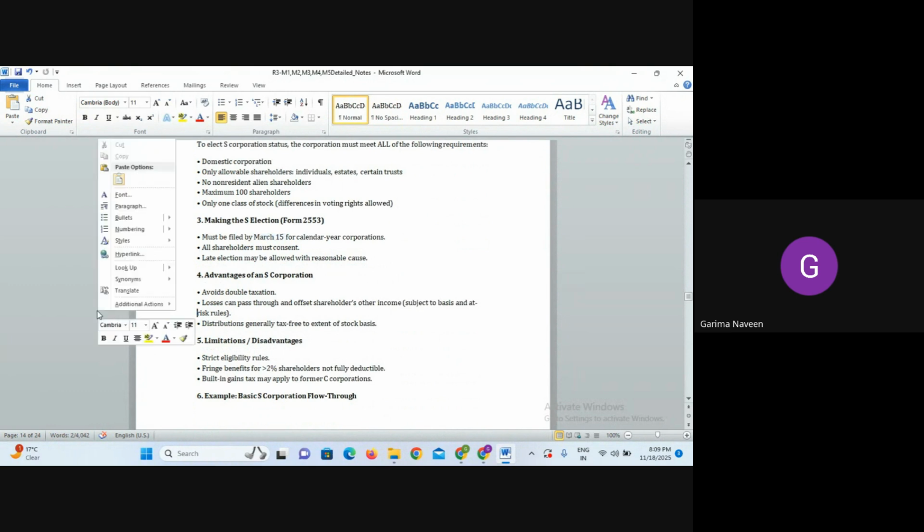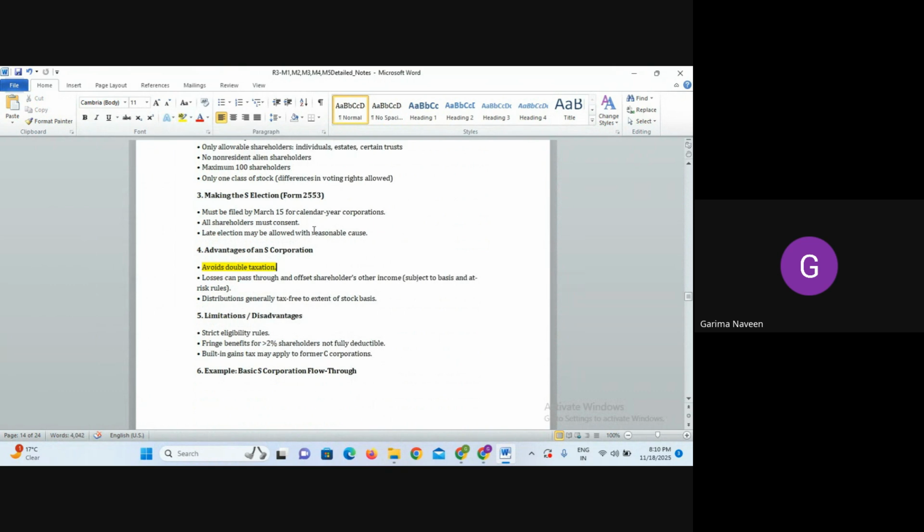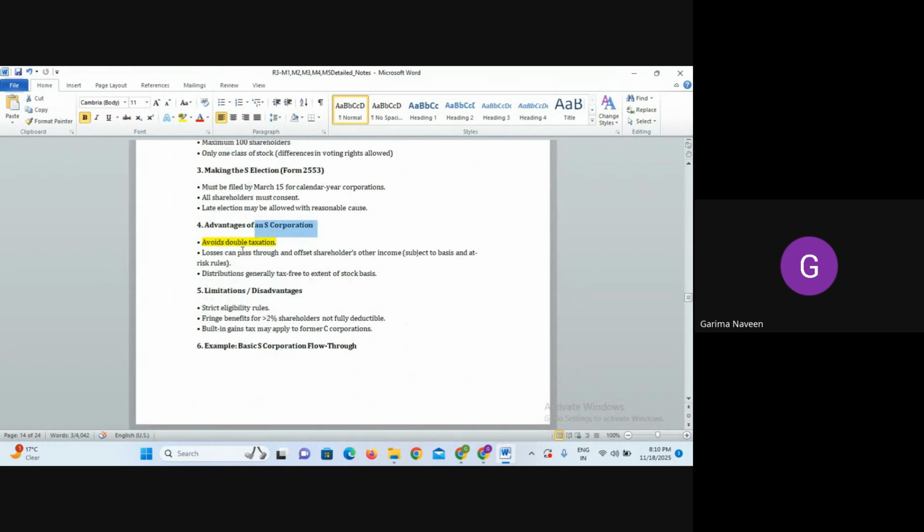Next is advantages of S corporation. So basically, S corporation's advantages are that they avoid the double taxation. As in case of C corporation, the corporation pays the taxes at entity level as well as the shareholder level. But in case of S corporation, they do not pay the taxes at entity level. That means they avoid the double taxation.